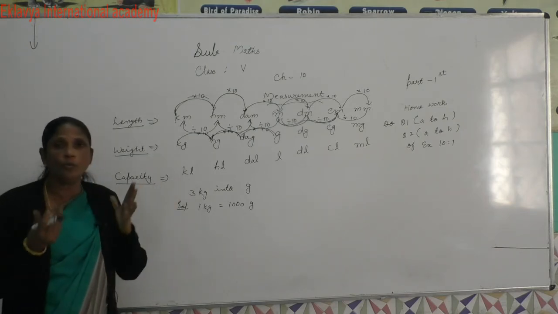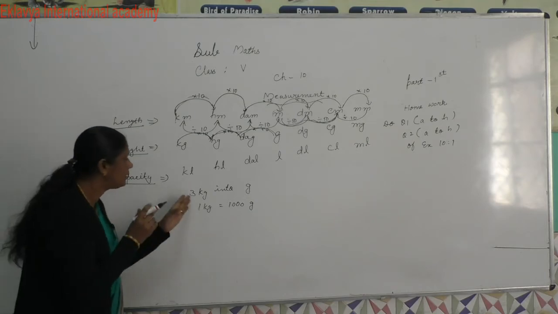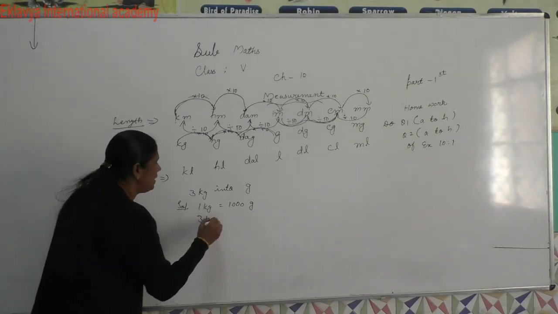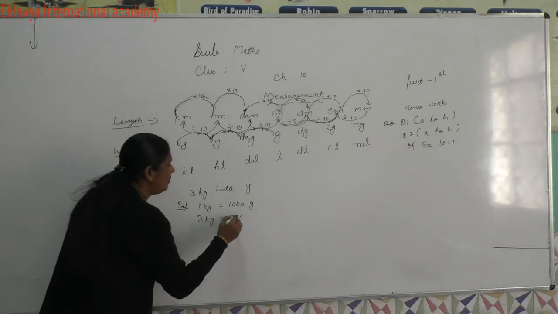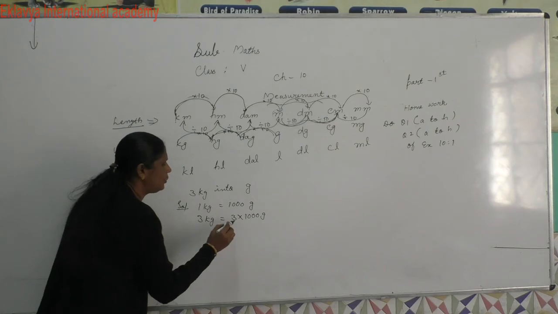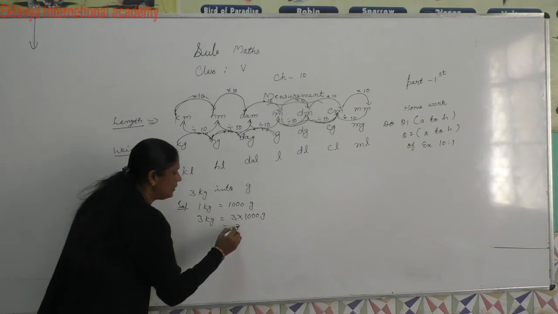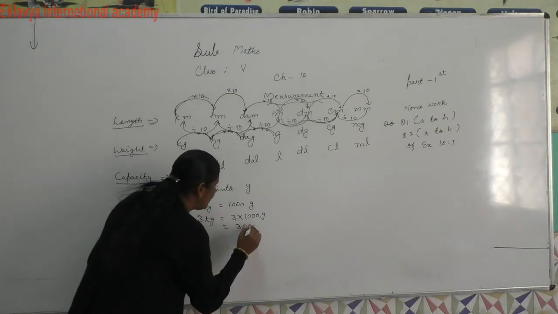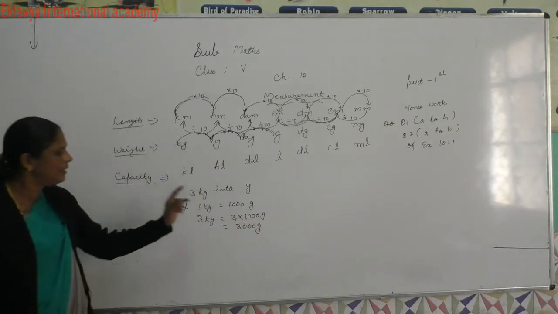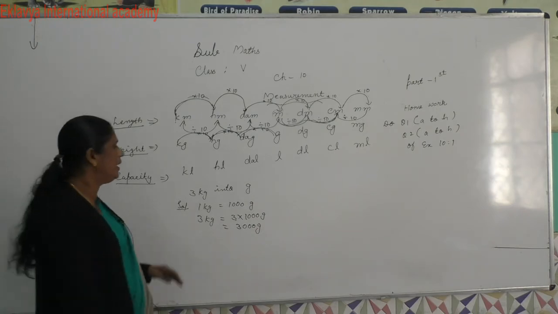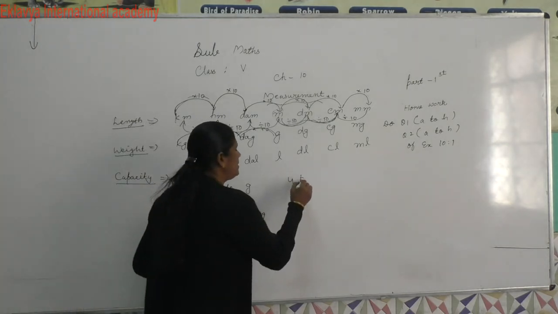We have how many kg? 3 kg. 3 kg is equal to 3 multiply 1000 gram, is equal to 3, then how many zeros to put? 3 zeros. Our answer is 3000 gram. Understand you?